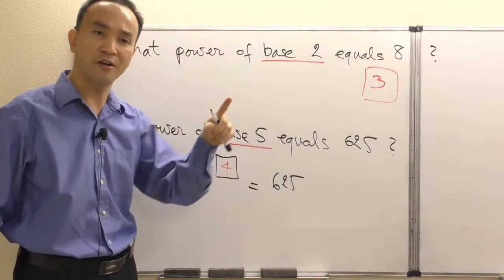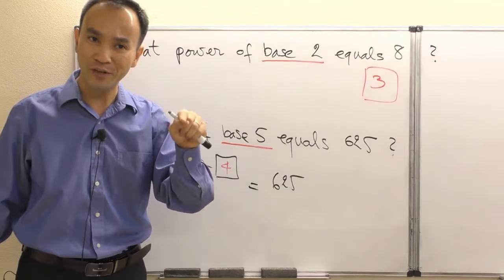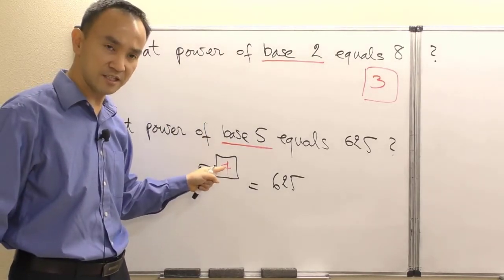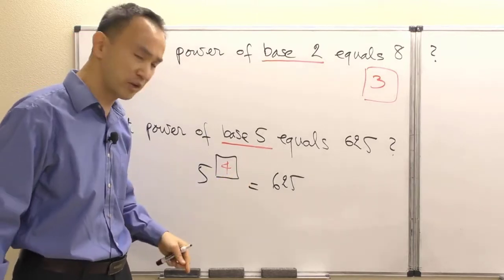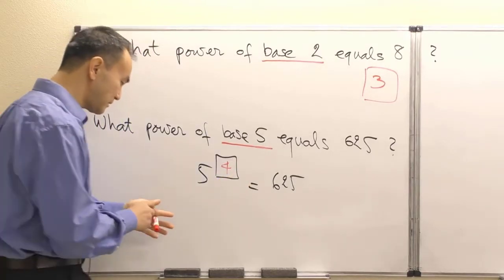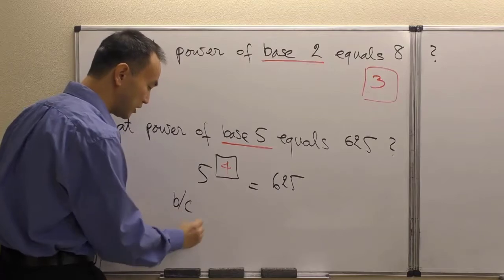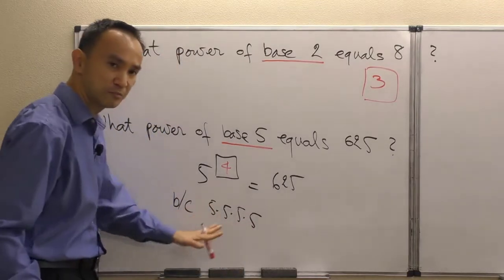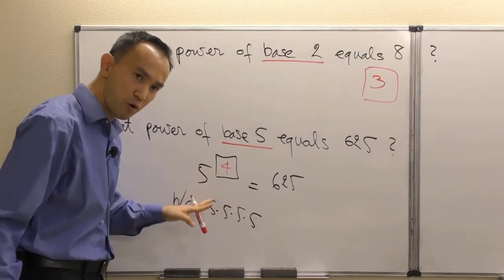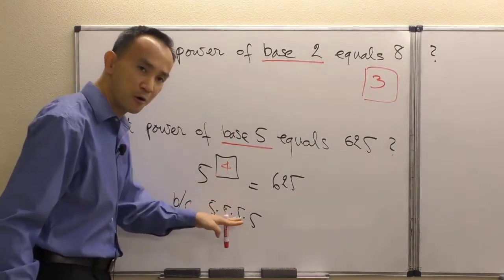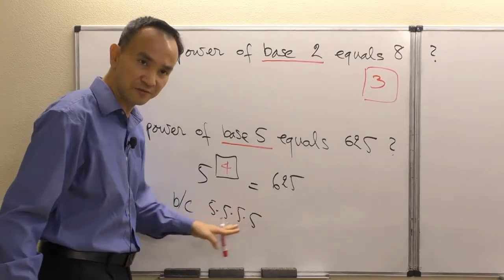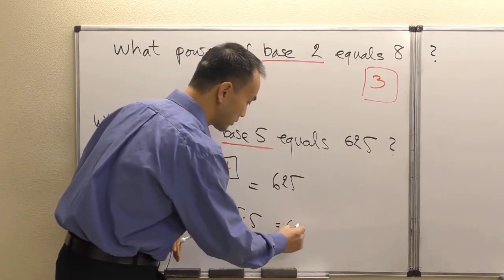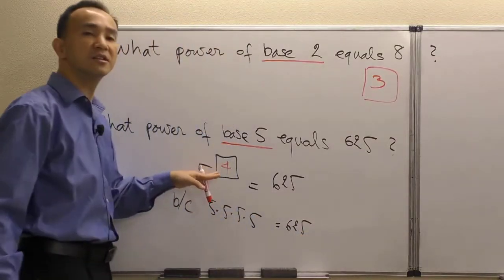How do I know? How do you know? How does your mental math mind know? The answer is 4. It's power 4 of base 5 equals 625. This is simply because 5 times 5 times 5 times 5, we just produced a product of 4 identical factors of 5. That's why it's base 5. The answer to this is 625, and that's how we know it's 4.